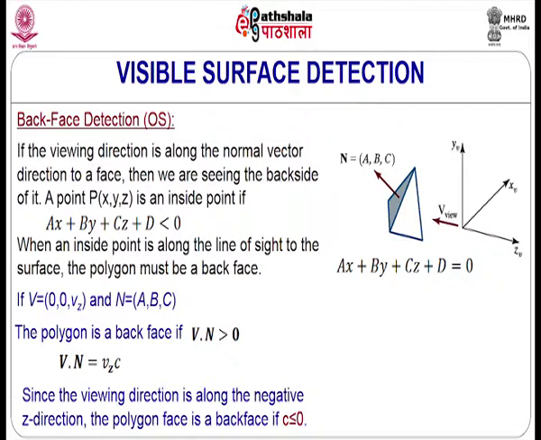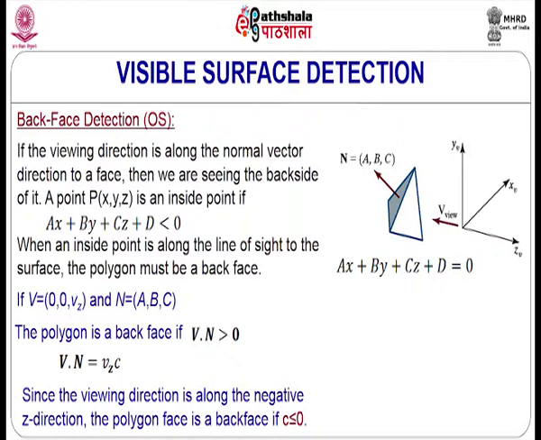When an inside point is along the line of sight to the surface, the polygon must be a back face. Observe that carefully. When an inside point is along the line of sight to the surface, the polygon must be a back face. So, you can define the normal vector components as A, B, C, because the equation of the plane is ax plus by plus cz plus d is equal to 0. The viewing direction, as we know, is along the negative z direction if you use the right handed coordinate system.